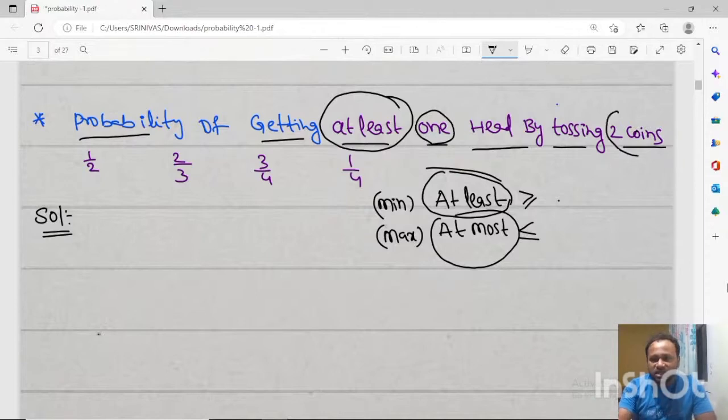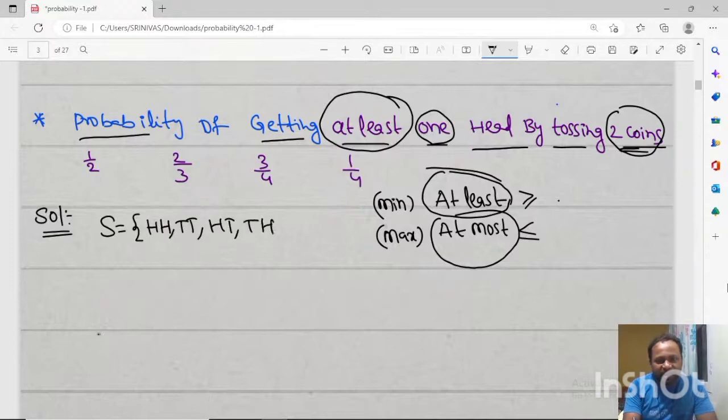Then by tossing two coins, the sample space will be: head, head; tail, tail; head, tail; tail, head. You can guess the answer. What will be the answer? So, at least one head means my favorable event is minimum one head. I can take this 2.